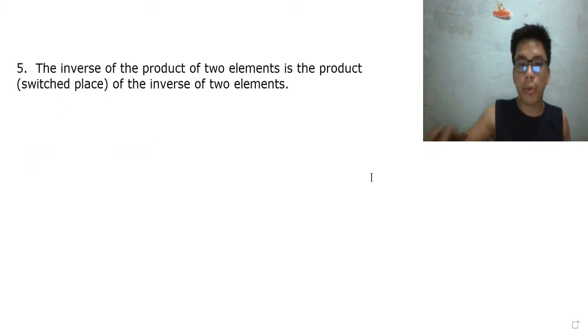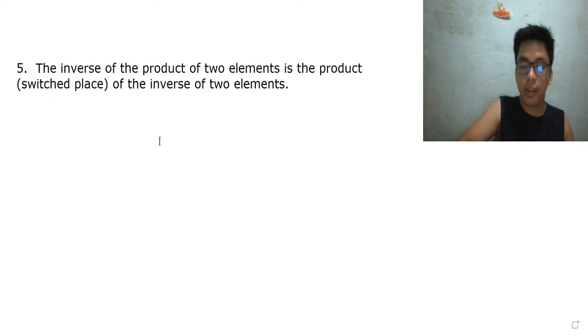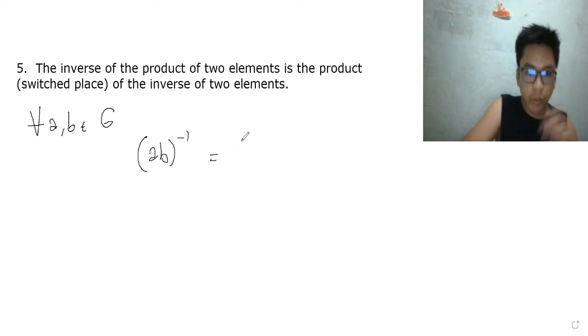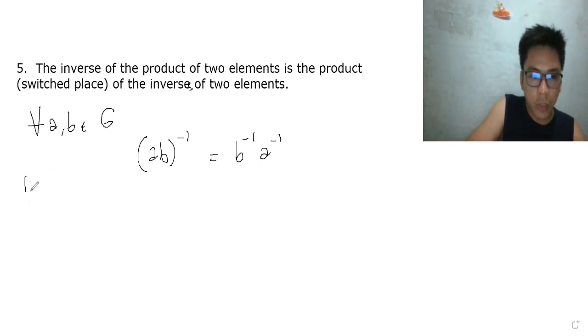The inverse of the product of two elements is the product, switched in place, of the inverses of the two elements. So what does it mean? It only tells us that if you have two elements A, B in a group G, and you take the inverse of this product, you get the product switched in place. So I'm going to have B inverse A inverse, of the inverses of the two elements. Okay, so is this really true? We'll see on that.